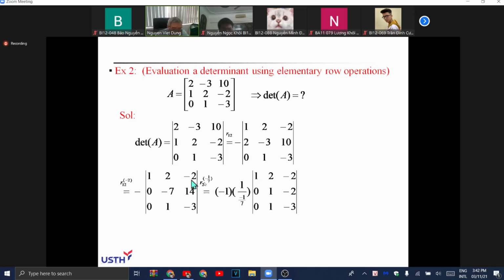Once again, now we apply A2 to the power minus 1 over 7. You get nothing. And we continue by applying that operation: multiply the second row by minus 1 and add to the third row. You get that one. Now it is already the row echelon form, which is an upper triangular matrix, and the determinant of that is now very easy to find. It is minus 7. Those are examples for you to see.